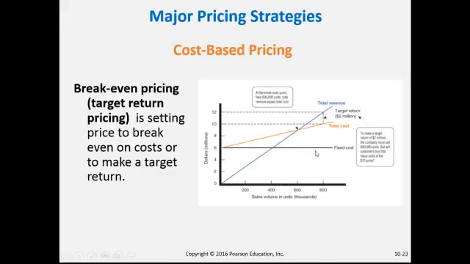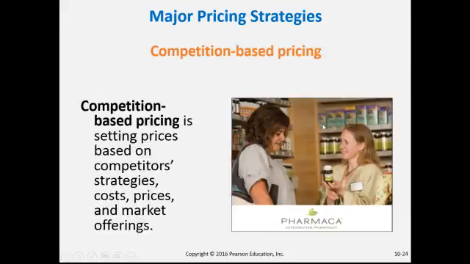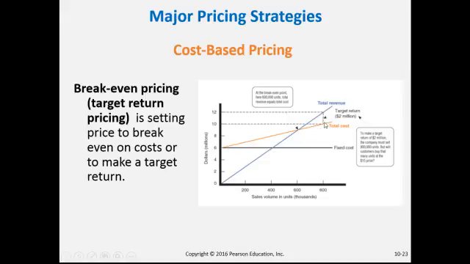This is the fixed cost. This is the sales volume in units. This is the total revenue, and you can see at the break-even point here, you have to sell about 600,000 units in order to reach the break-even point. To make a target return of 2 million, the company must sell 800,000 units.